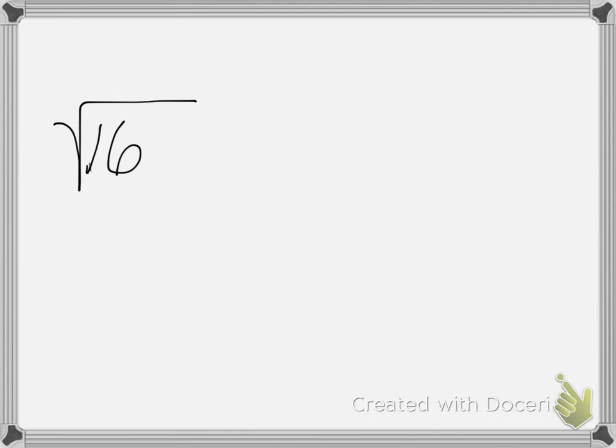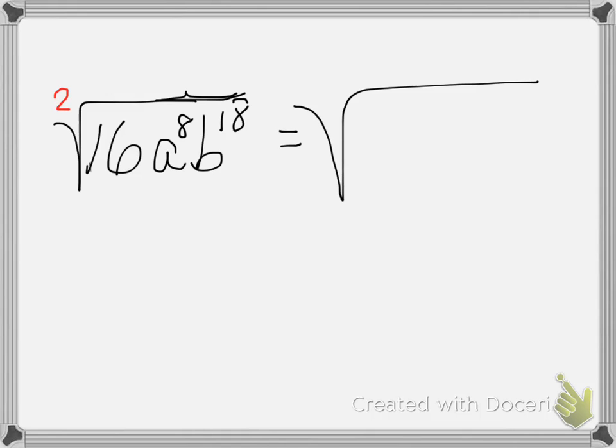16, a to the 8th, b to the 18th. There's one like this on your homework. Bring that radical over. So I know that the index is 2. So if I could write these in powers of 2, that would be good. So I'm going to try to write them in powers of 2. So what times what makes 16? Well, that's 4 squared. So that'll work.